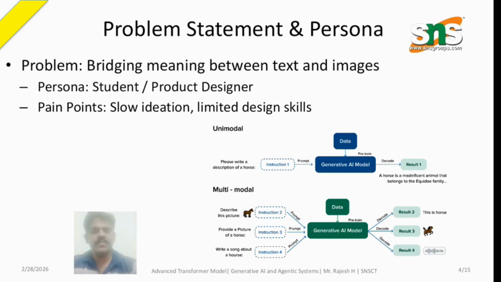When it comes to multimodal, the prompt describes the picture of the horse, then provides a picture of a horse, then asks to write a song about a horse. With these 3 instructions, the prompt gets integrated, and then finally it gets decoded. So the result will be an image with audio and text: this is a horse. So this is the difference, and it is explained in the diagram of unimodal and multimodal.